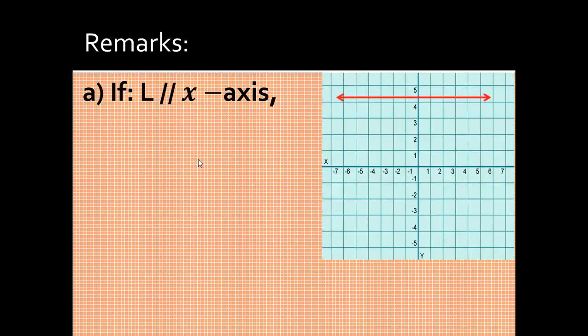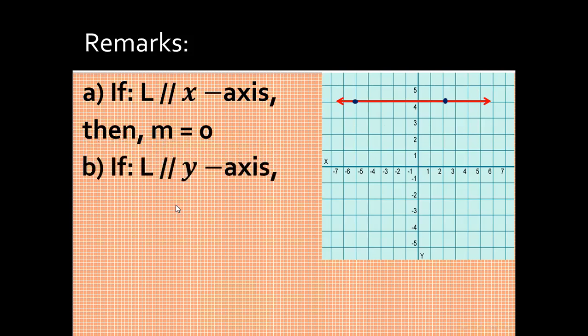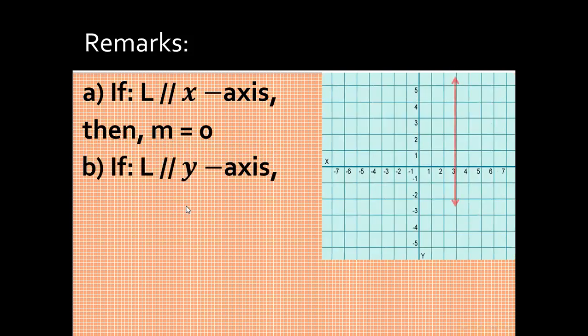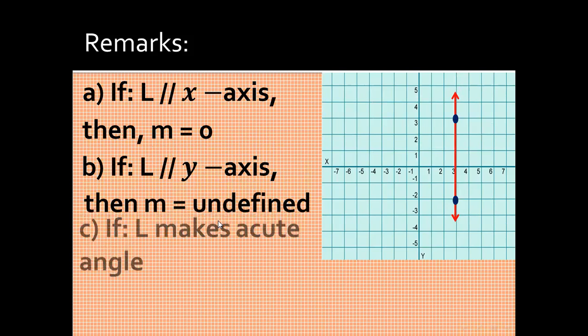Remarks. If we have a straight line parallel to the x-axis, that means the slope of this straight line is going to be 0. Again, if we have a straight line parallel to the x-axis, its slope is going to be 0. But if the straight line is parallel to the y-axis, the slope of this straight line is going to be undefined.